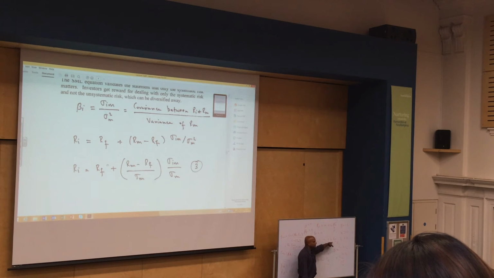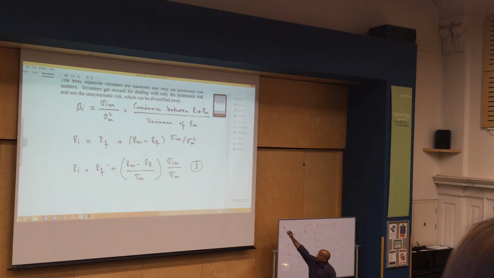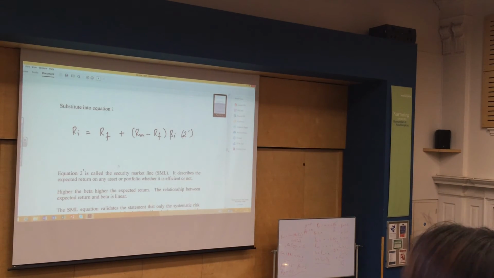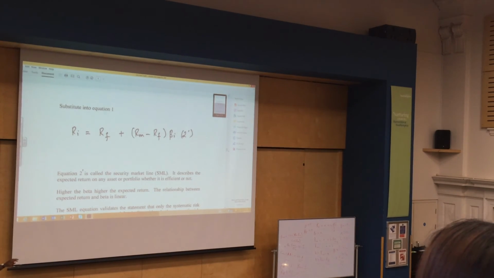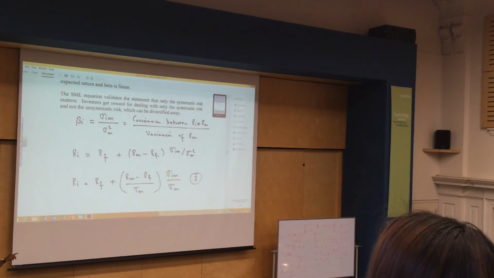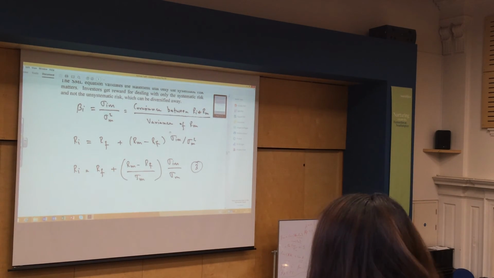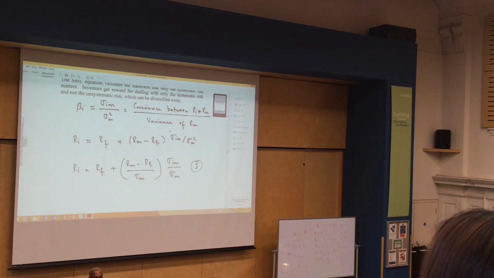Now, if you take the definition of beta and put it in the earlier equation, equation 2 dash, you get equation 3. Equation 3 and equation 2 dash are the same because beta is defined as that. Everybody with me? It's complex, there's something to think about.